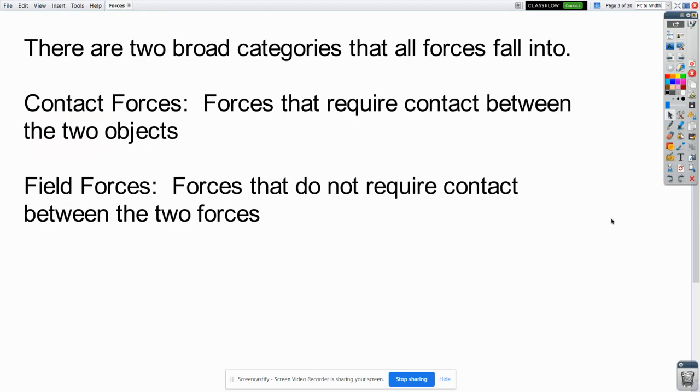There are 2 broad categories that all forces fall into. There are contact forces and there are field forces. Field forces are sometimes called non-contact forces. I like field better because it describes what they are. They're those forces that are exerted with a field. Contact forces are ones that require contact between the 2 objects, thus the name. Field forces are those that do not require contact. The 2 objects do not actually have to touch for field forces to be exerted, and again, that's one of the reasons why they're sometimes called non-contact forces.